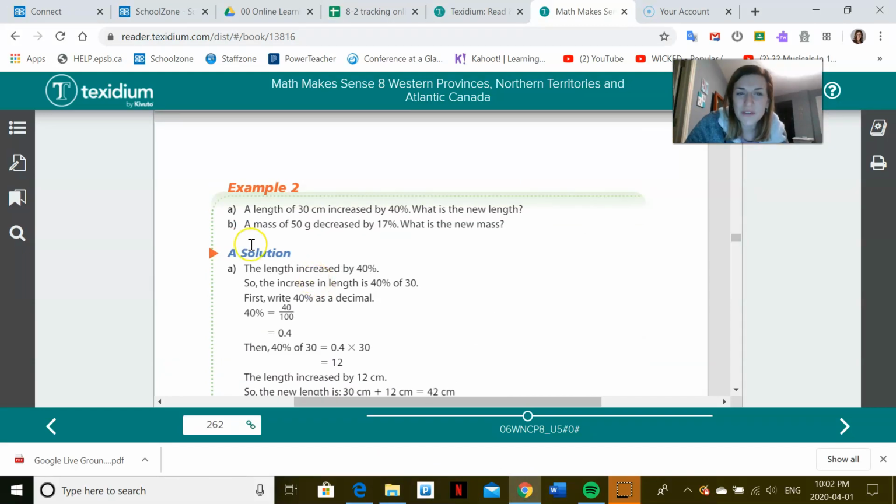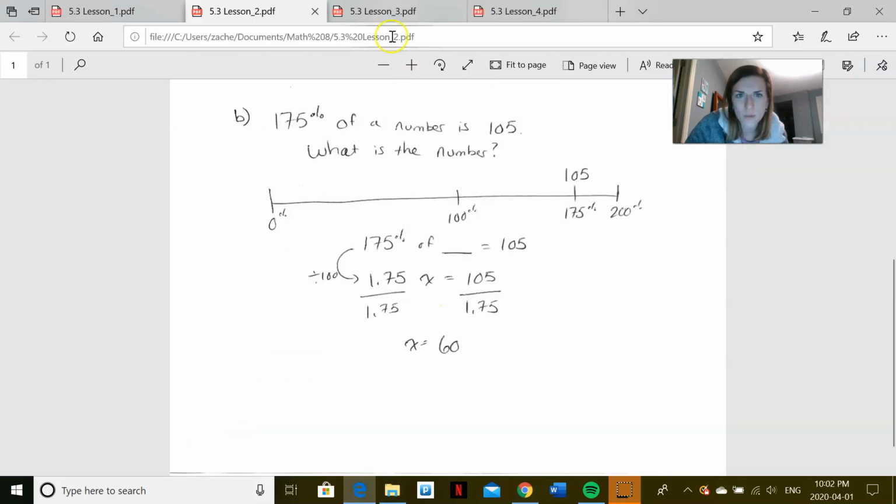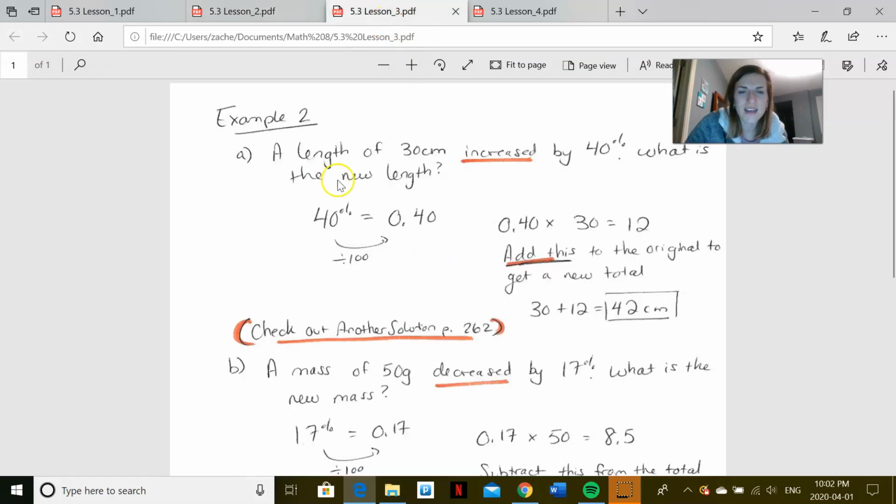Example number 2. Now we're going to look at it in terms of a word problem. So if we're going to increase or decrease something by a certain percentage, okay? This one says a length of 30 centimeters is increased by 40%. What is the new length? The way that I did this one is I said, okay, I'm going to take 40% of this total, and then I'm going to add it to whatever the total already was because we're increasing.